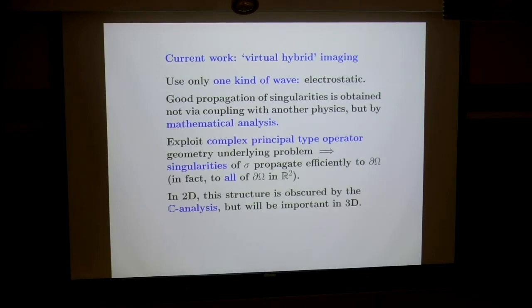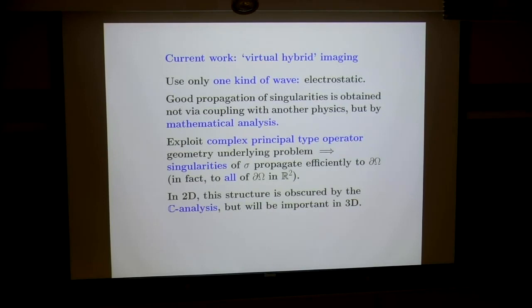Okay, so we're going to exploit a geometry which is called the complex principal type operator geometry, which has been known to underlie the Calderon problem for a long time. And there's an interesting twist on this, which is in standard hybrid imaging, you often use as your second kind of physical wave one which is governed by a hyperbolic equation where singularities travel along one-dimensional characteristics, one-dimensional curves. For complex principal type operators, singularities propagate along two-dimensional surfaces, what are called characteristic leaves.